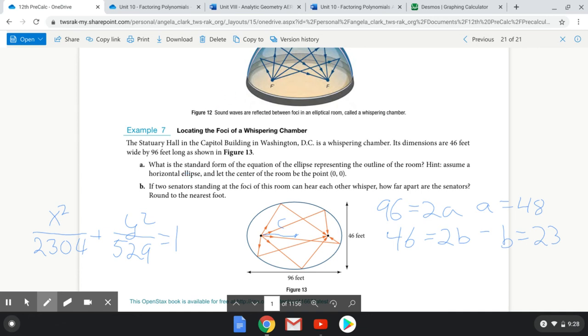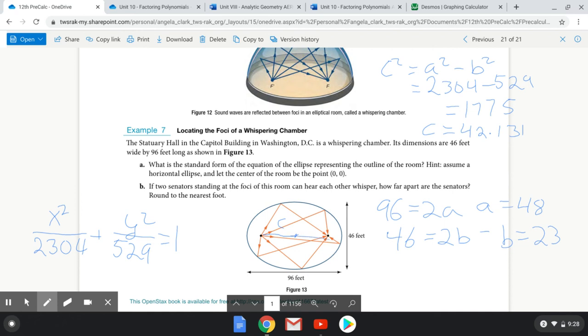We know that c squared equals a squared minus b squared, which is 2,304 minus 529. That's going to be 1775. We take the square root of 1775, and we get approximately 42.131. They want us to round to the nearest foot anyway, so I'm not worried about that.